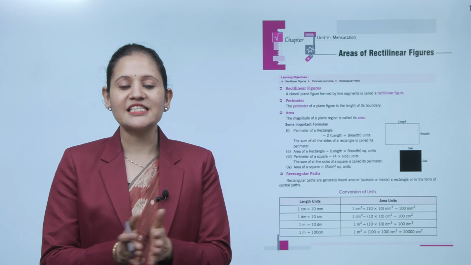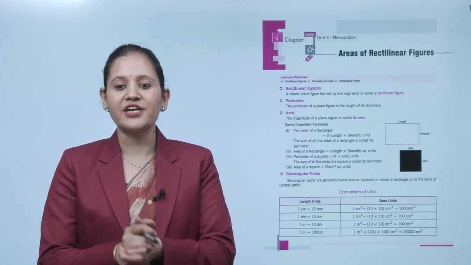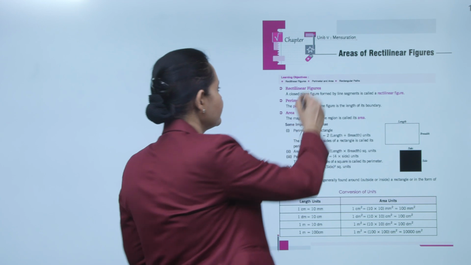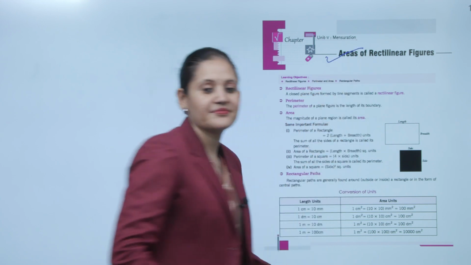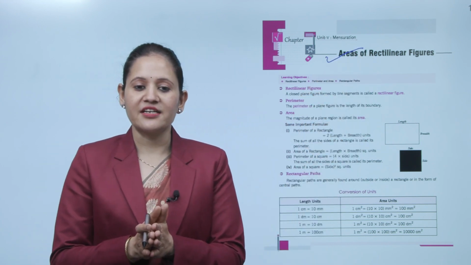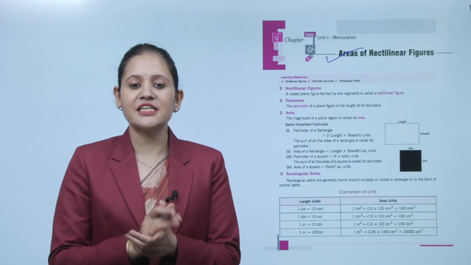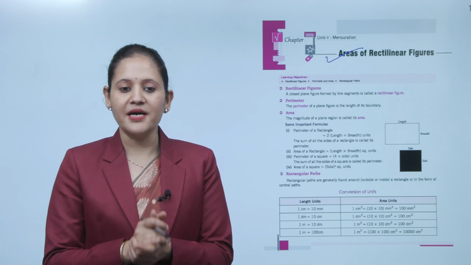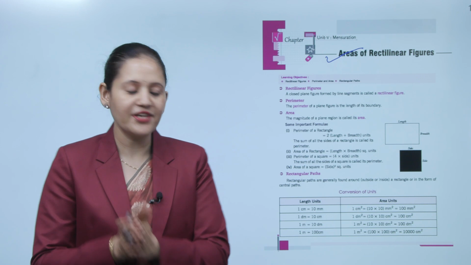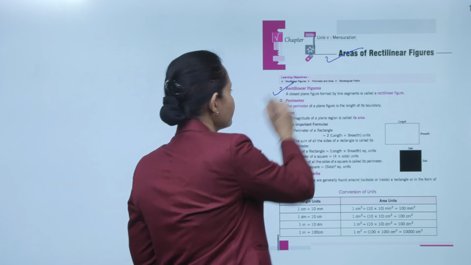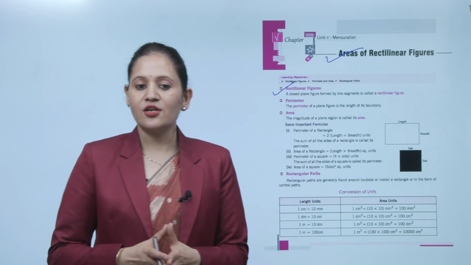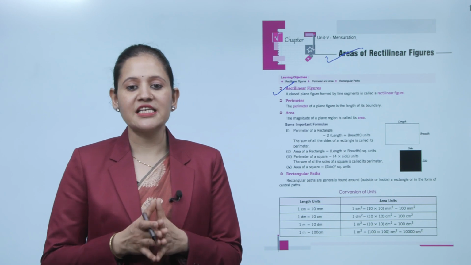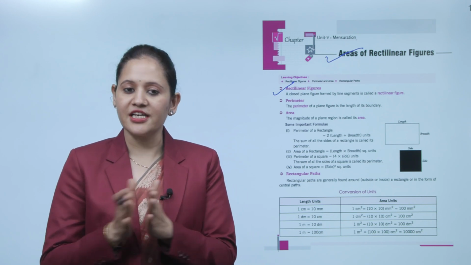Welcome to today's maths class, and today we'll do areas of rectilinear figures. Our learning objectives are rectilinear figure, perimeter and area, and the rectangular parts. First is rectilinear figures. A closed plane figure formed by line segments is called a rectilinear figure.